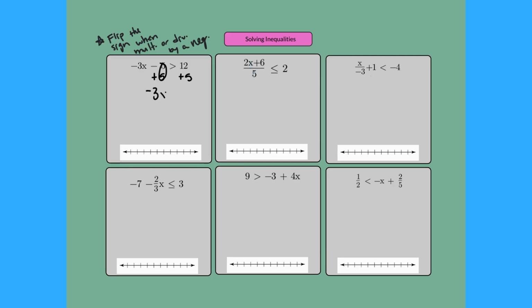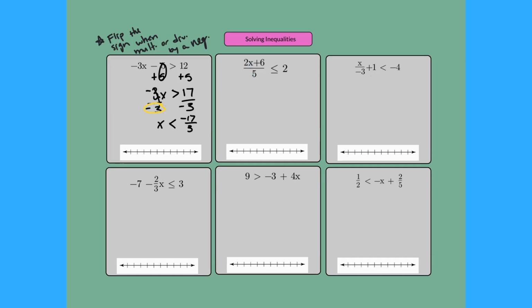Then I have negative 3x. I did not multiply or divide by a negative, so that's going to stay greater than. And then we add 12 plus 5 is 17. And now that this term is isolated, we're going to try to get the x by itself. Right now the x is being multiplied by negative 3. So the opposite is we divide by negative 3. And then because we divided by that negative, anytime we multiply or divide by a negative, we're going to flip that inequality around. So it's going to become instead less than. And then I can't divide this fraction, so I'm going to leave it as negative 17 over 3.